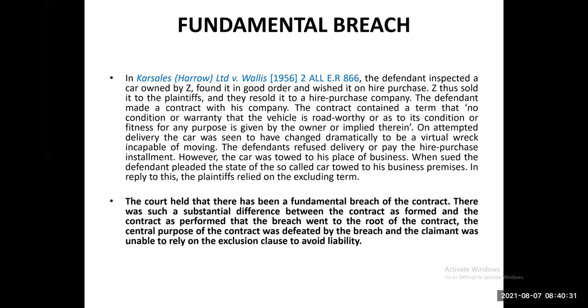Now, the court held that there had been a fundamental breach of the contract. There was such a substantial difference between the contract as formed and the contract as performed that the breach went to the root of the contract. The central purpose of the contract was defeated by the breach, and the plaintiff was unable to rely on the exclusion clause to avoid liability. So the takeaway from Karsales against Wallace is that where the essential purpose of the contract has been defeated or has not been met, then you cannot rely on an exemption clause contained in that contract.